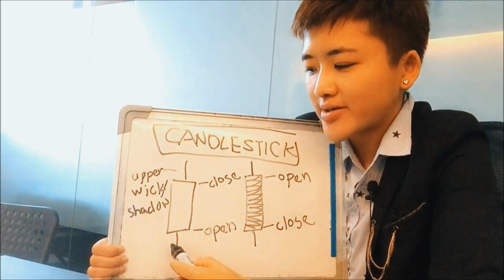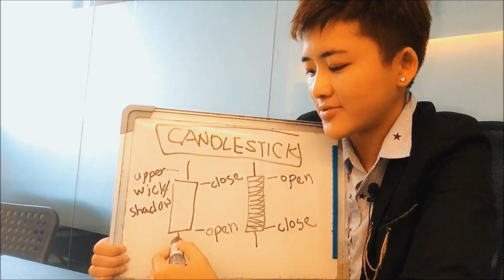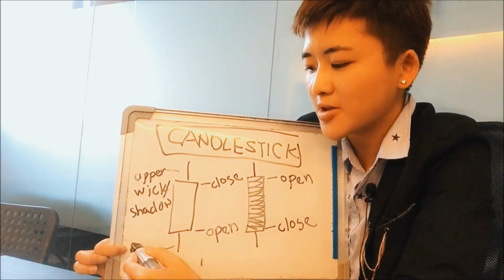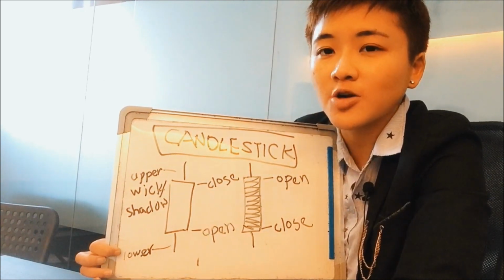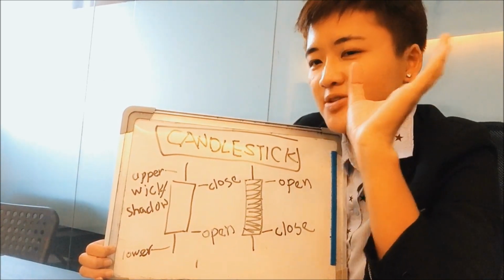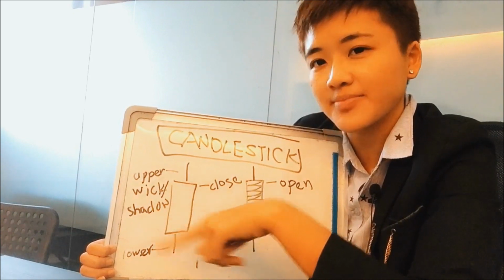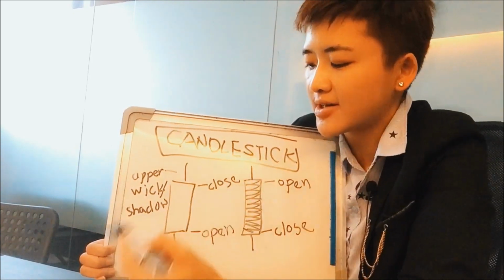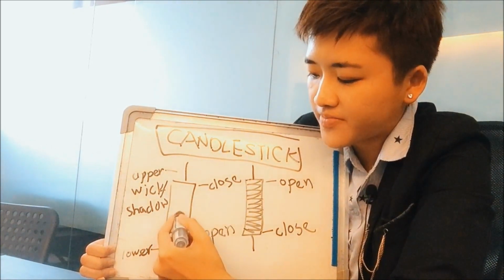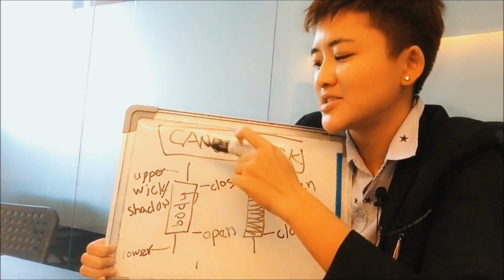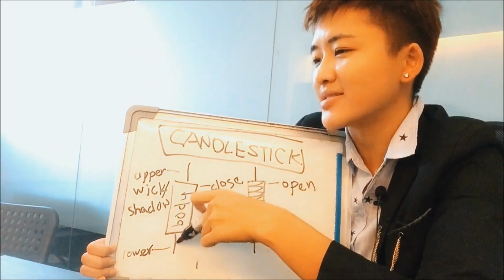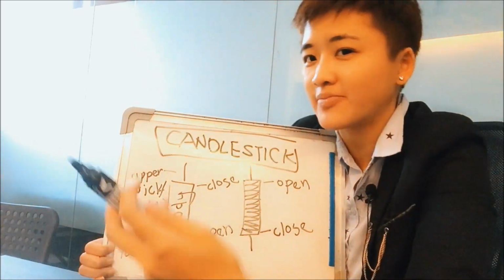And of course, the lower portion of this candle would be the lower wick or lower shadow. And the final portion, you see this square right in the middle, this place here is called the candle body. To put it simply, see this as the head, the body, the legs. Of course, some candles don't have heads and legs.